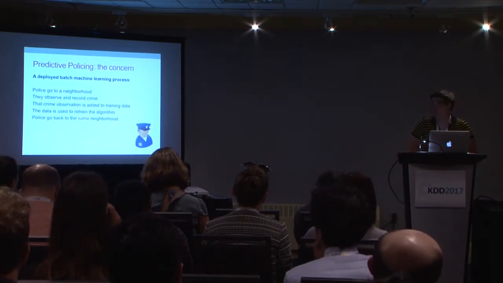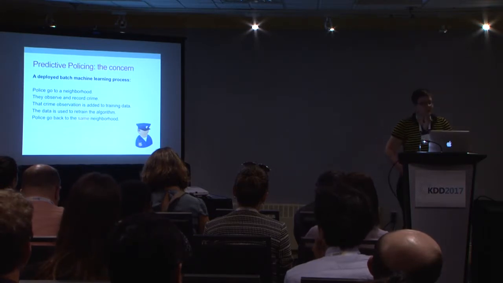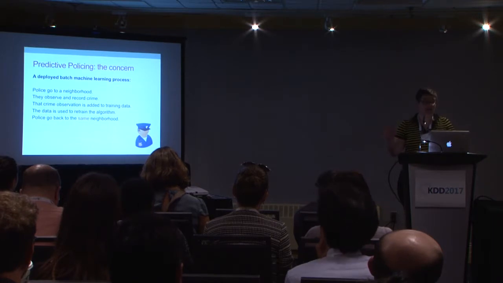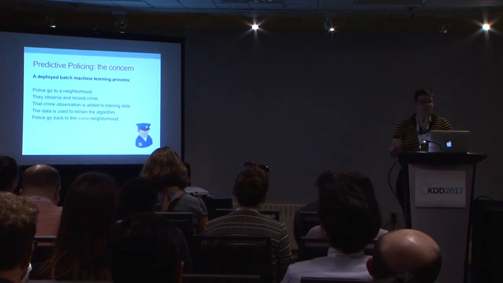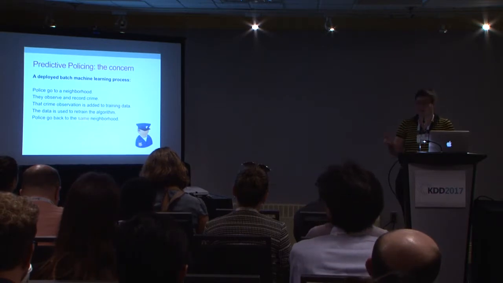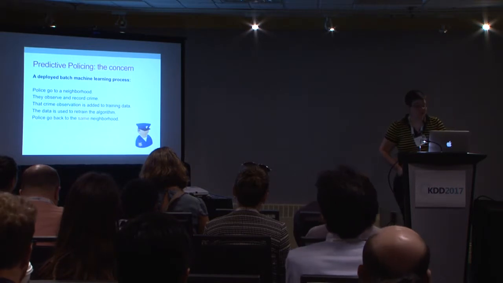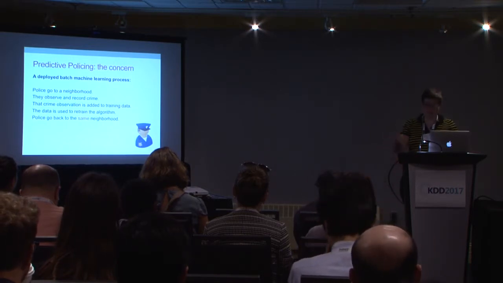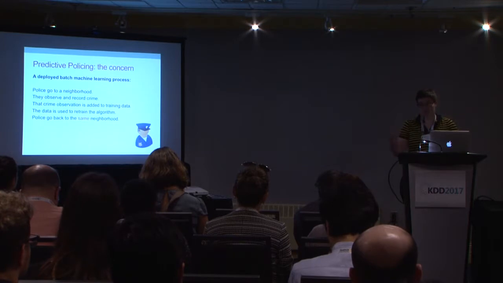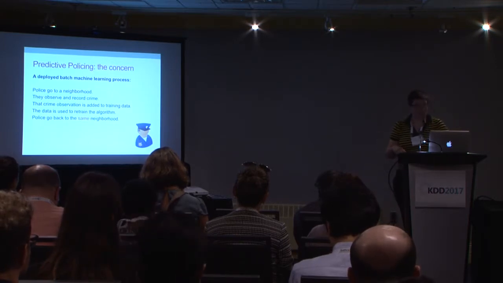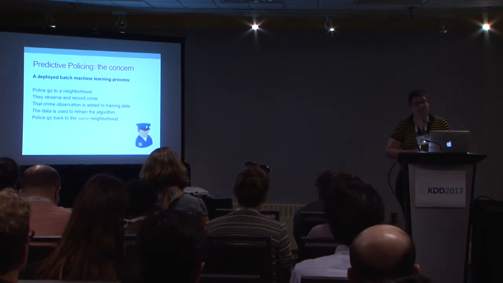So the concern that we're looking at is, suppose that you have some deployed batch machine learning process. You have some set of training data and you train it, and then you go out into the real world and you collect new data based on that training data, and then you come back and you add it to the algorithm. In the case of predictive policing, police go to a neighborhood, they observe and record crime. Those crime observations are added back into the training data, the model is retrained, and then police go back to the same neighborhood.